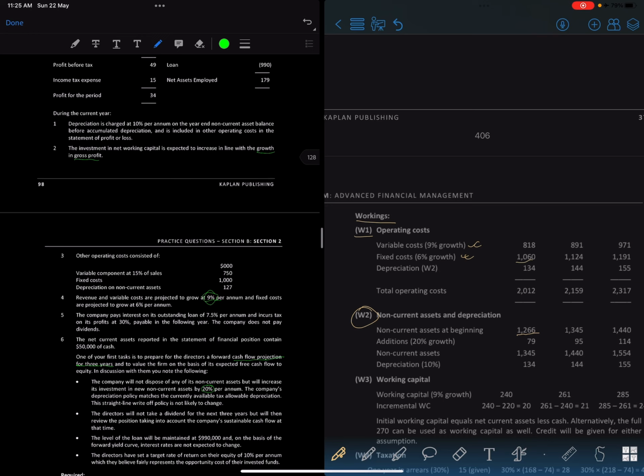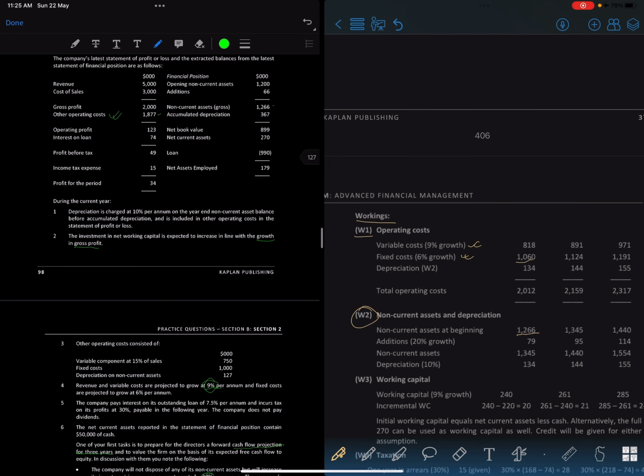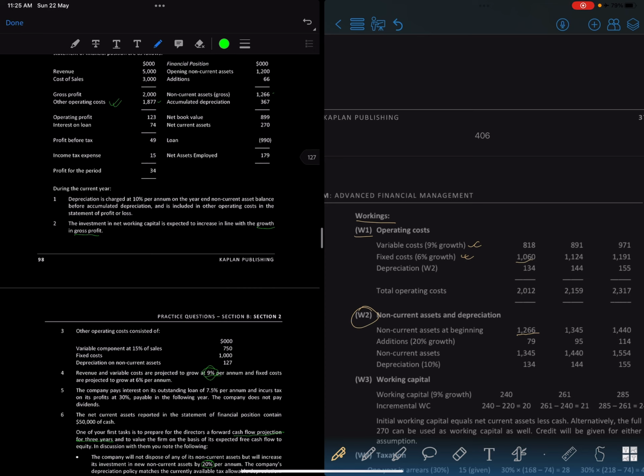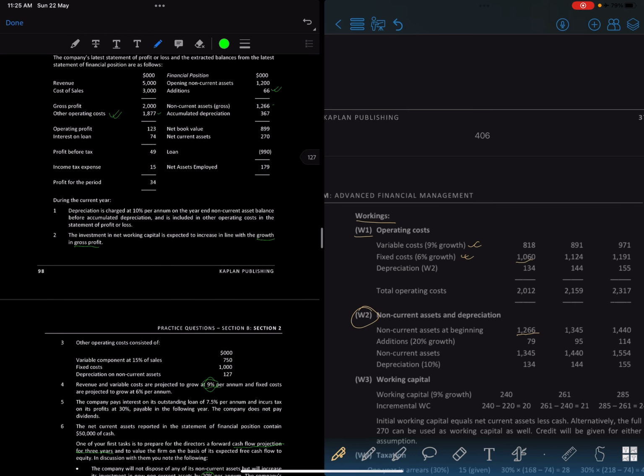The company will not dispose of any of its non-current assets, and will depreciate on a straight-line basis. Were there any additions in that period? Yes, 66 into 1.2, so 79.2. These grow by 20% per annum. Non-current assets at the period are 1345, and depreciation is 1345 into 10%, so 134.5.